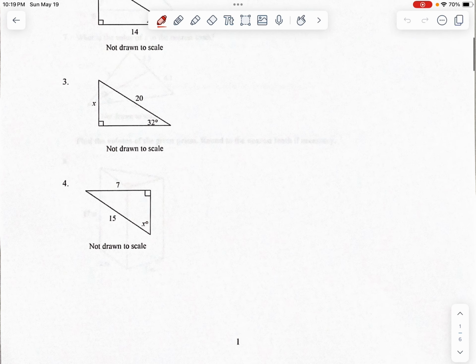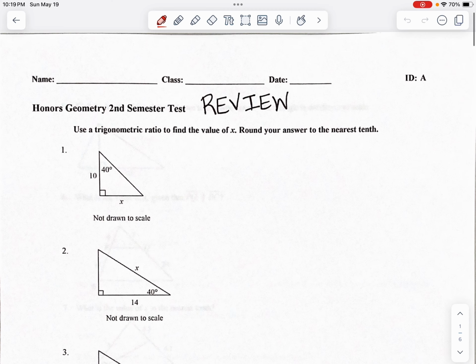So numbers 1 through 4 are all going to be using SOHCAHTOA. Remember, SOHCAHTOA is sine is opposite over hypotenuse, cosine is adjacent over hypotenuse, and tangent is opposite over adjacent.